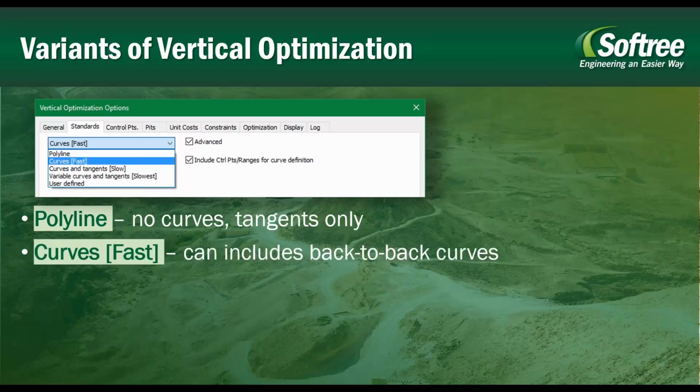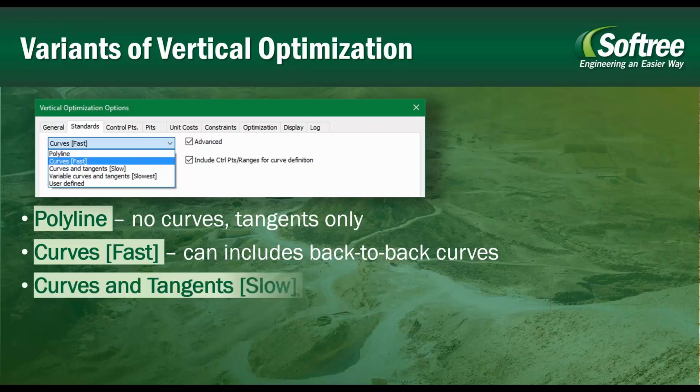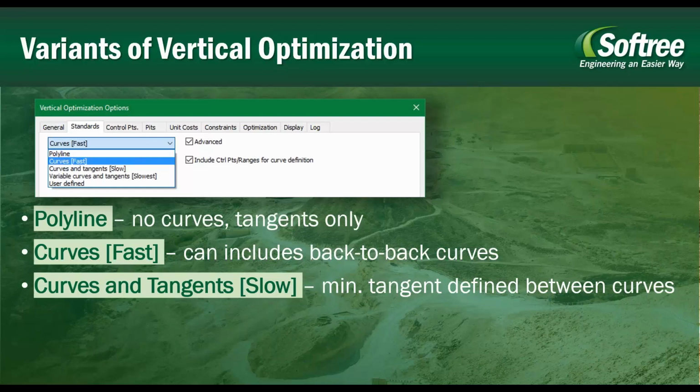The next option is called curves fast. It typically produces the lowest cost solution of all of these options, but it produces a very bumpy road. And this is because it can include back-to-back curves. From here, we have another option called curves and tangents. It's a little bit slower to process, a little bit more expensive, but will still deliver cost savings, obviously. All of these will. It has a minimum tangent that's defined between the curves, and that tangent is of a fixed length.